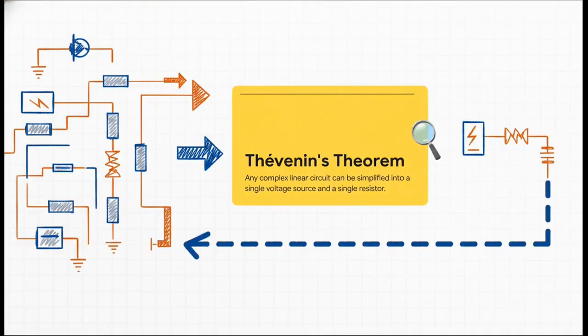And this leads us to one of the most brilliant shortcuts ever invented, Thevenin's theorem. Now, what it claims is pretty astonishing. It says you can take any part of a complex circuit, I don't care how complicated it is, and you can replace it with just one voltage source and one resistor. It's like having a GPS that just ignores all the city streets and gives you a single direct path to your destination. It's a game changer.